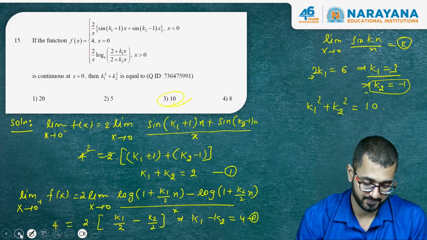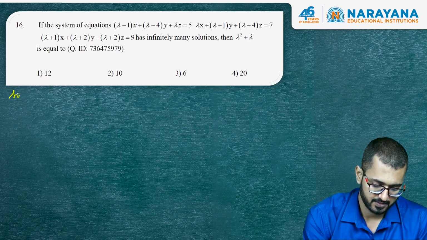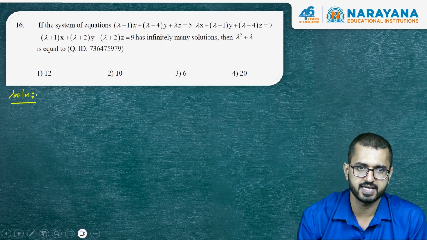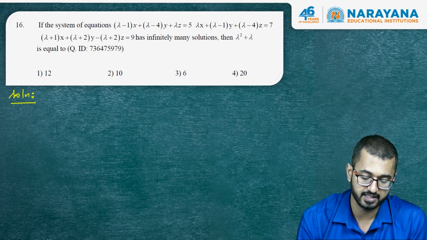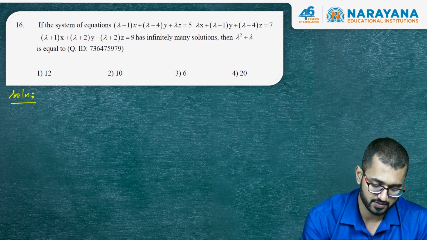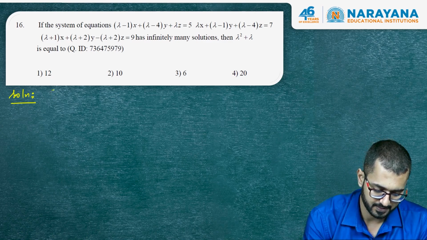Coming to the next. Now look at this question. They are saying if the system of equations has infinitely many solutions, then lambda square plus lambda is what? So this system has infinitely many solutions. That means definitely you can write it in this form first.